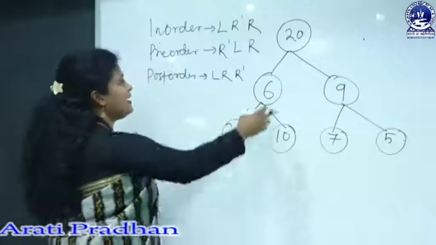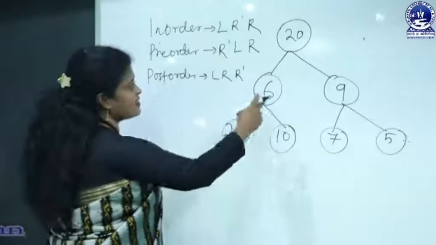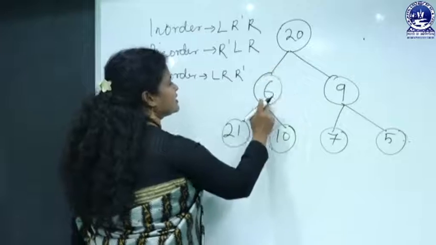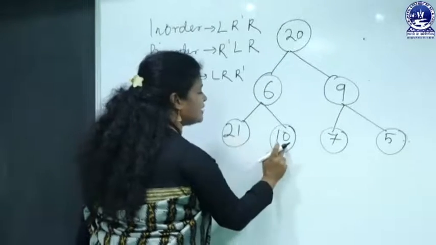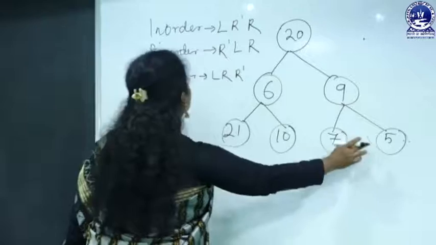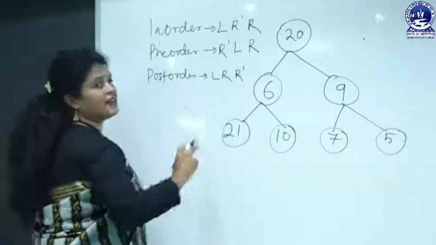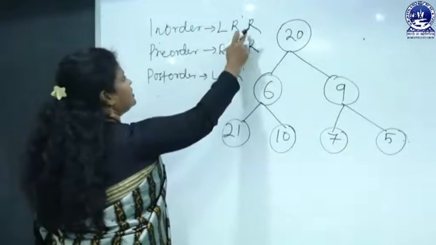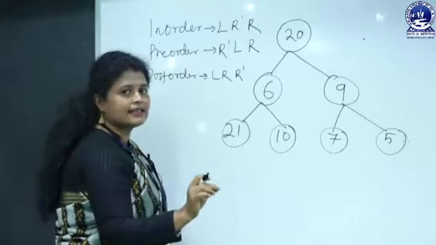Let's start. Let the tree be of this type. The tree root consists of 20, then 6, 9 as its children, then 21, 10 at the left part and 7 and 5 at the right part. In case of in-order traversal, the logic is left, then root, then right.